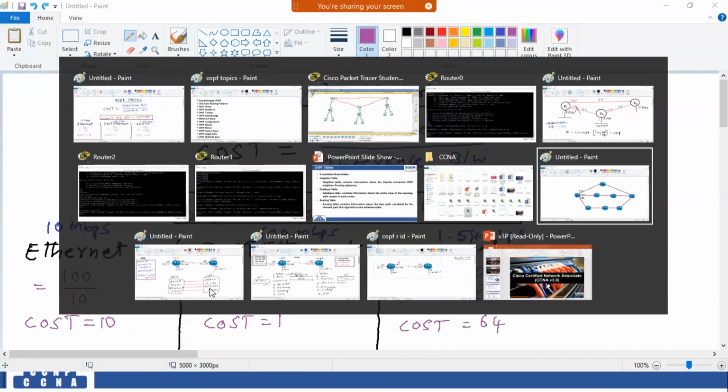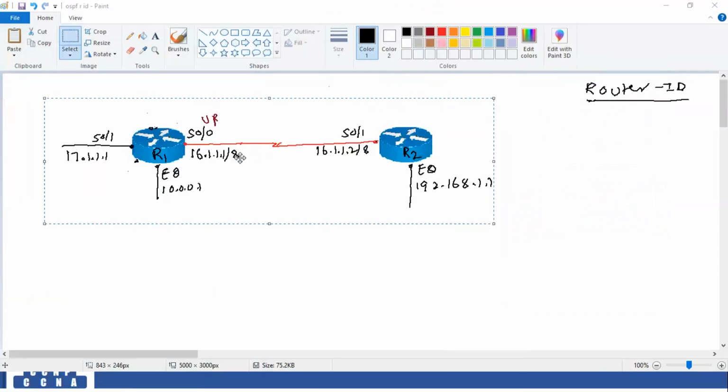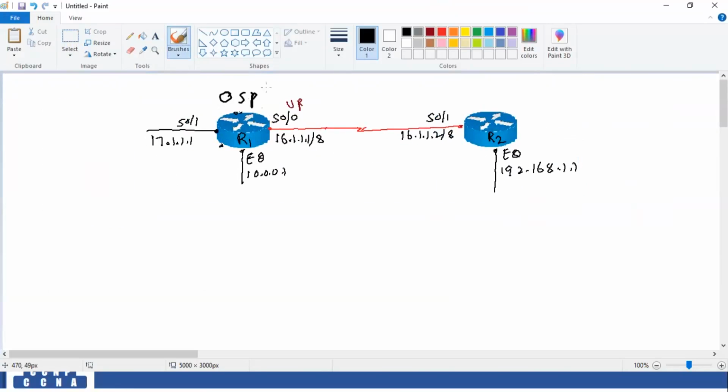OSPF packet types. If I configure OSPF in R1 and OSPF in R2, R1 and R2 will exchange hello packets. For what purpose? Hello is one type of packet. What is the purpose of the hello packet in OSPF? To discover the neighbor, establish the neighbor, and maintain the neighbor as a keepalive mechanism every 10 seconds.